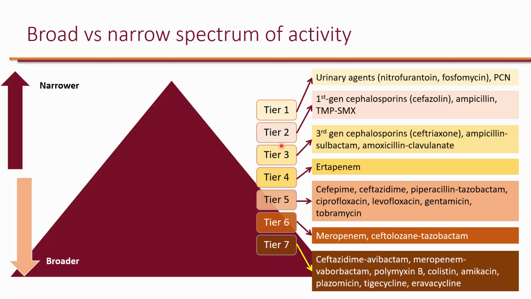And tier 4, which includes ertapenem. Ertapenem is a carbapenem that's actually the narrowest carbapenem available, and it's typically reserved for ESBL infections. Now, starting at tier 5, these are very broad antibiotics because now tier 5 actually has activity against Pseudomonas. So really tier 5 is when people start to talk about broad spectrum antibiotics.